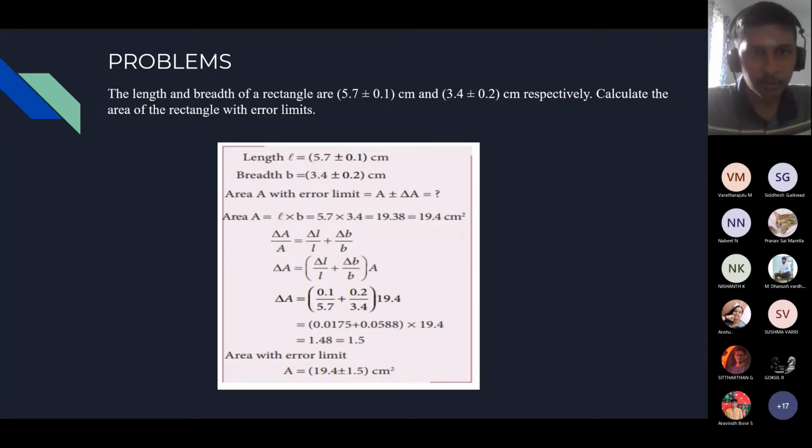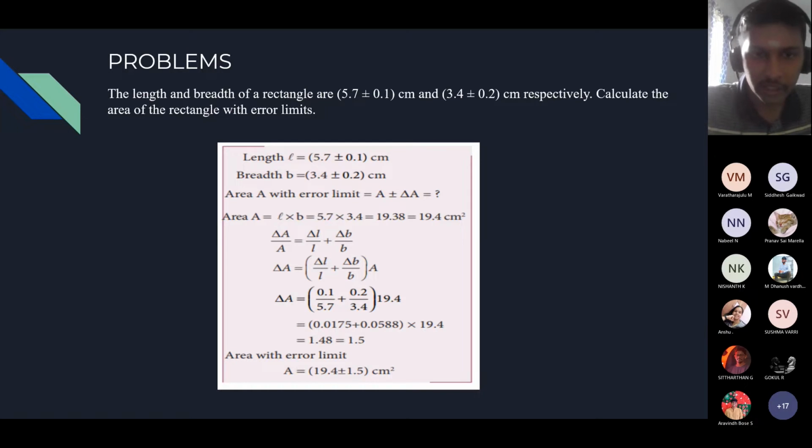So here are a few problems. The length and breadth of a rectangle are 5.7 plus or minus 0.1 centimeter and 3.4 plus or minus 0.2 centimeter. Calculate the area. From the multiplication formula, we can directly find the result. Area A plus or minus delta A equals L into b.